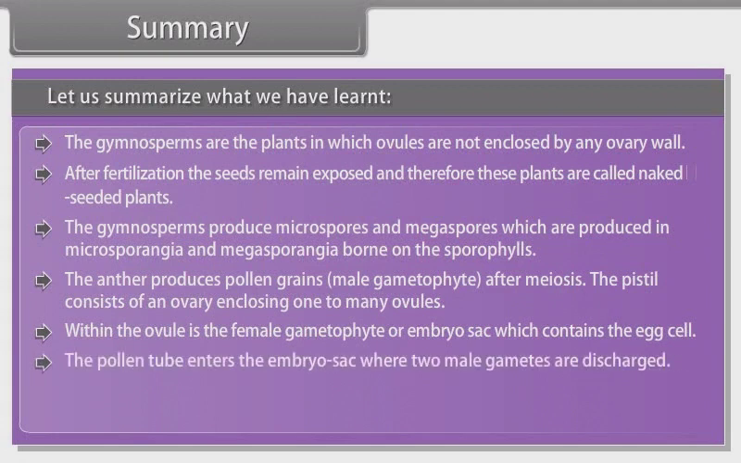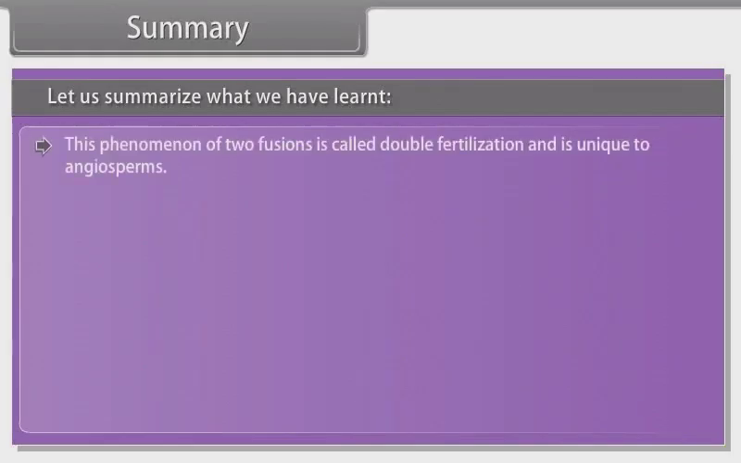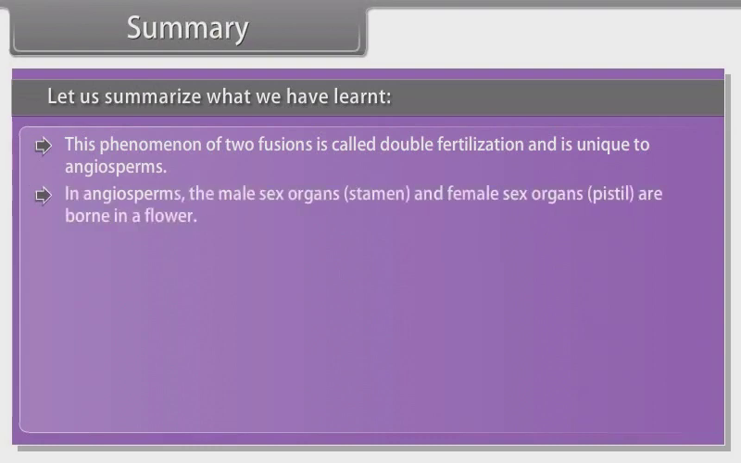The pollen tube enters the embryo sac, where two male gametes are discharged. One male gamete fuses with egg cell, syngamy, and the other fuses with diploid secondary nucleus, triple fusion. This phenomenon of two fusions is called double fertilization and is unique to angiosperms. In angiosperms, the male sex organs, stamen, and female sex organs, pistil, are borne in a flower.